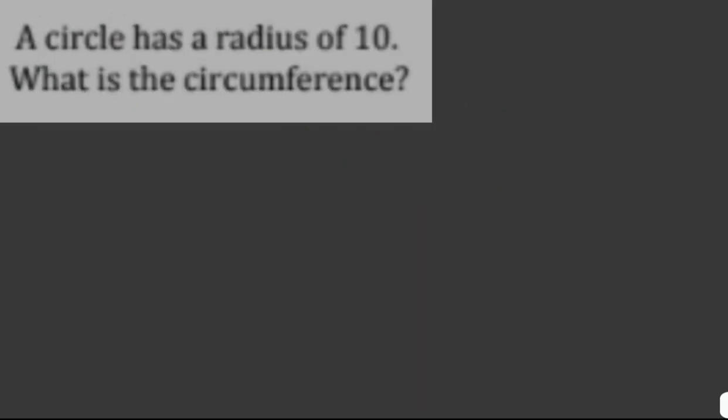Alright, let's solve another problem here. A circle has a radius of 10. What is the circumference? Again, we use the formula circumference equals 2 pi r to solve for the circumference. Since we're given here the value of the radius, we just have to plug in the value of the radius to the formula.